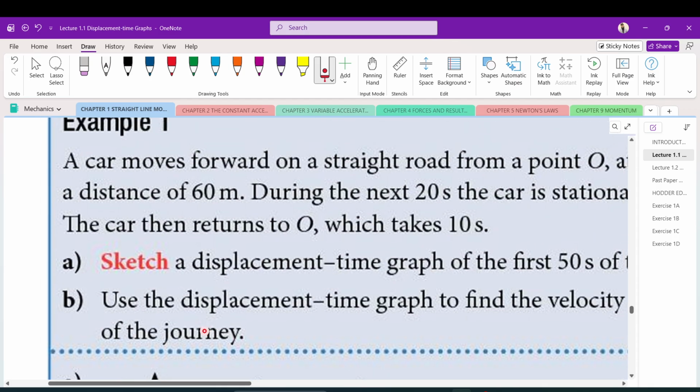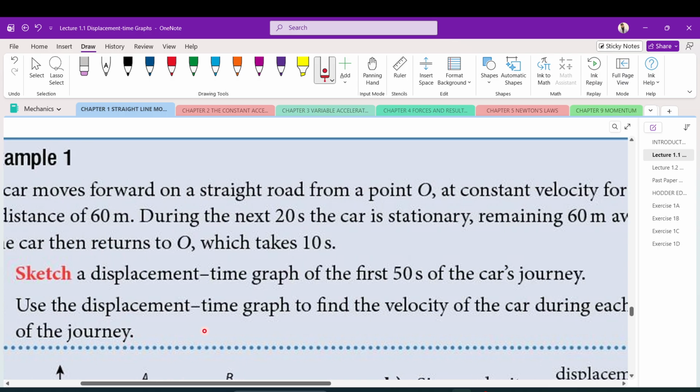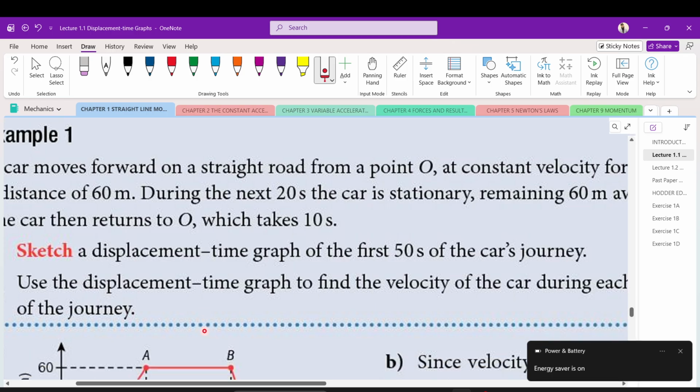Now it says use the displacement time graph to find the velocity of the car during each stage of the journey. So now we need to find the velocity of the car.